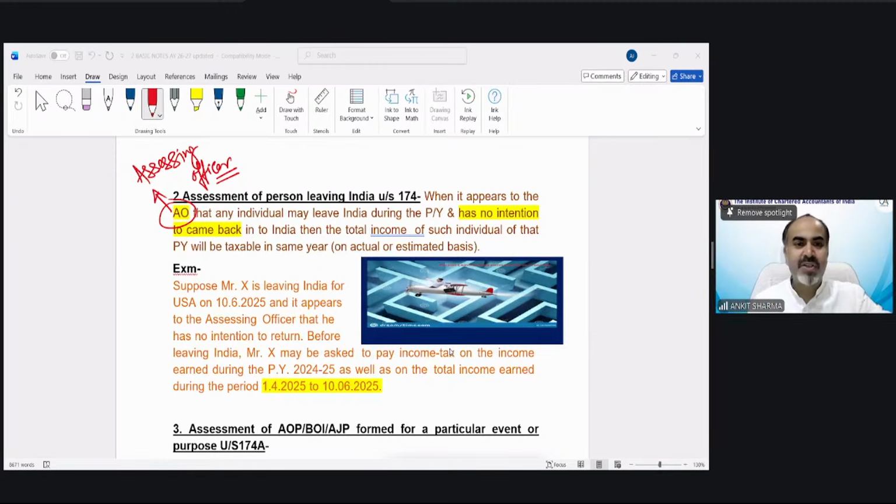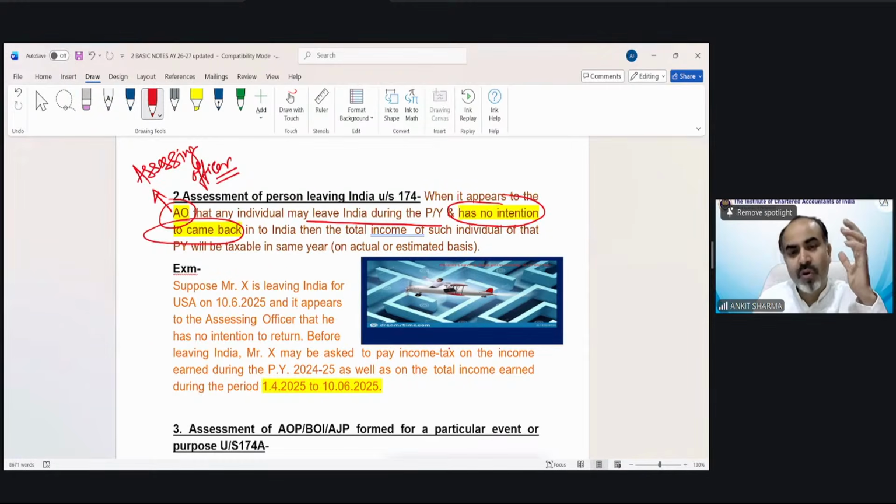Okay, when it appears to the AO that any individual may leave India during the previous year and has no intention to come back, so if you are leaving India permanently, then only they will ask you to pay tax in the same year. If you are going outside India for a marriage, occasion, or temporary purpose, then this collection of previous year income in the same year would not be applicable. So that was the example as we have discussed.